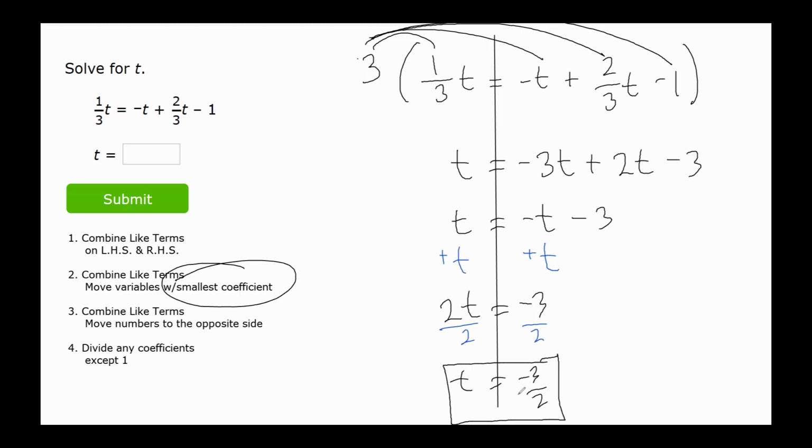In middle school, teachers tend to want students to write the answers as mixed fractions if possible. In high school, teachers typically don't really care. So you should know how to write it as a mixed fraction, but feel okay with leaving it as an improper fraction.